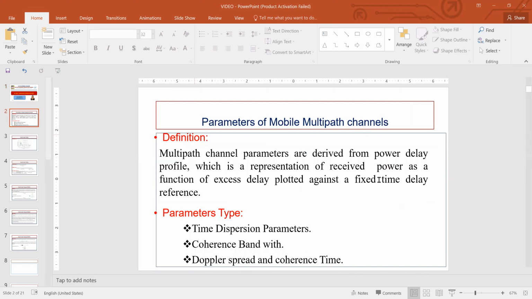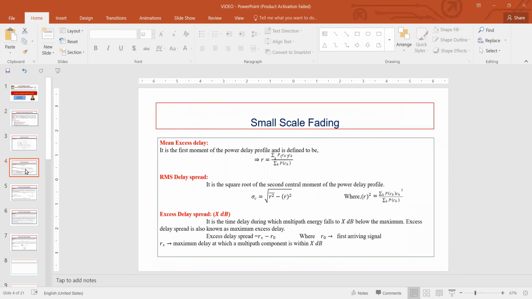So what is power delay profile? It is nothing but the representation of the received power as a function of excess delay plotted against a fixed time delay reference. So the parameter types are, first one is time dispersion parameter, second one is coherence bandwidth, third one is Doppler spread and coherence time. The time dispersion parameters mainly focus on representing in terms of your mean excess delay, RMS delay spread, and the excess delay spread.